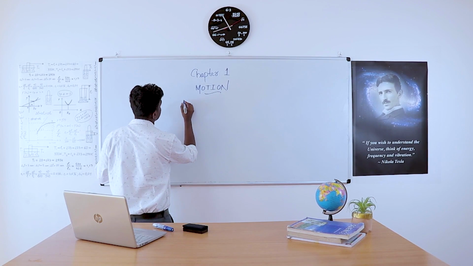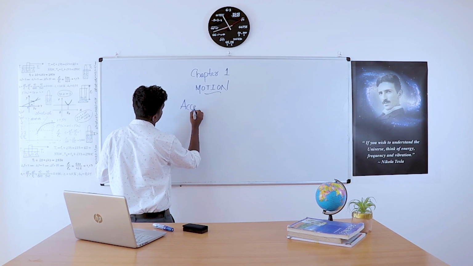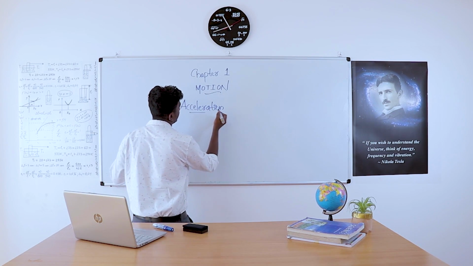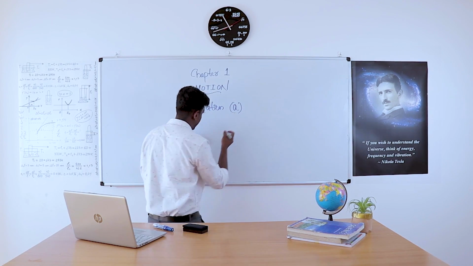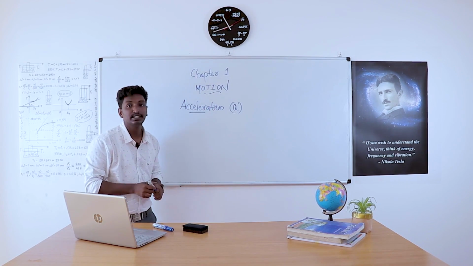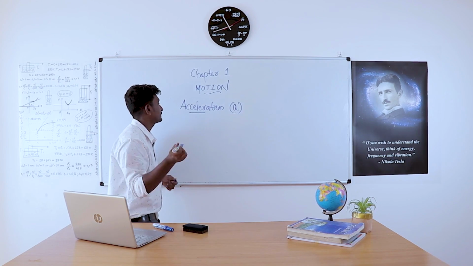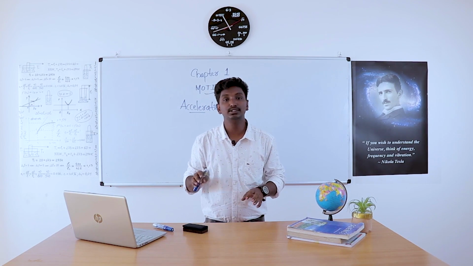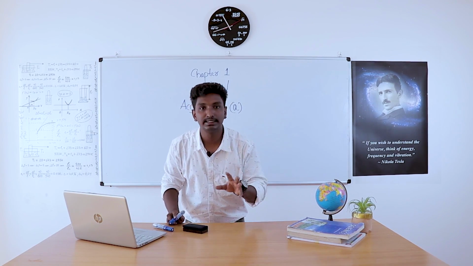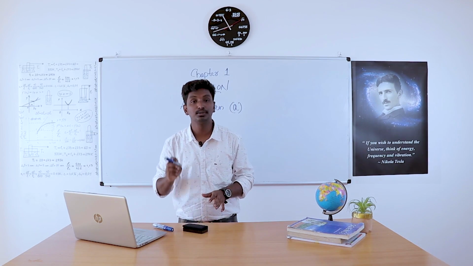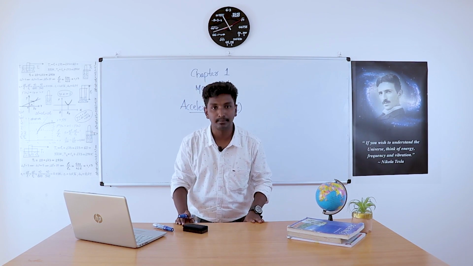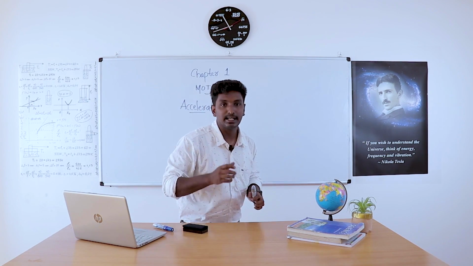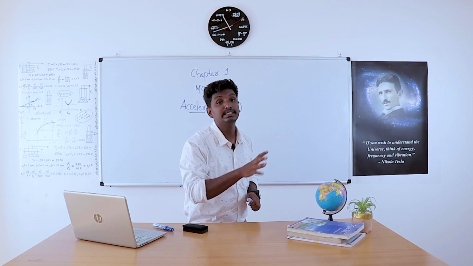Our next topic is acceleration, represented by the small letter a. Acceleration is defined as the rate of change of velocity, or we can say that acceleration is equal to velocity divided by time. Rate of change of velocity is called acceleration. That means the rate at which velocity is changing.